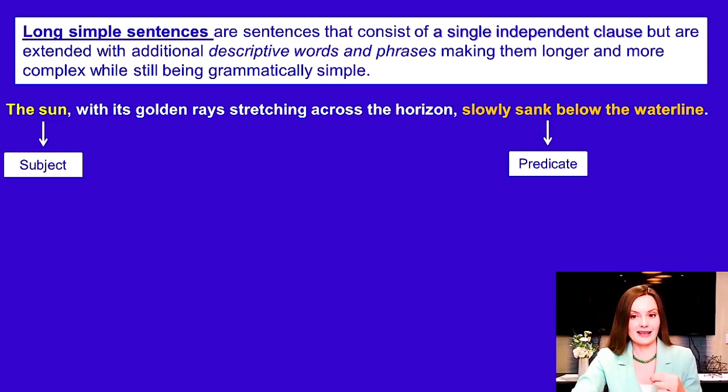So it's a predicate. In here we see the verb sank, right? All other words extend this predicate, right? And we get slowly sank below the waterline. And with its golden rays stretching across the horizon is just a descriptive phrase which describes a noun, the sun. What kind of sun? With its golden rays stretching across the horizon is just a descriptive phrase.